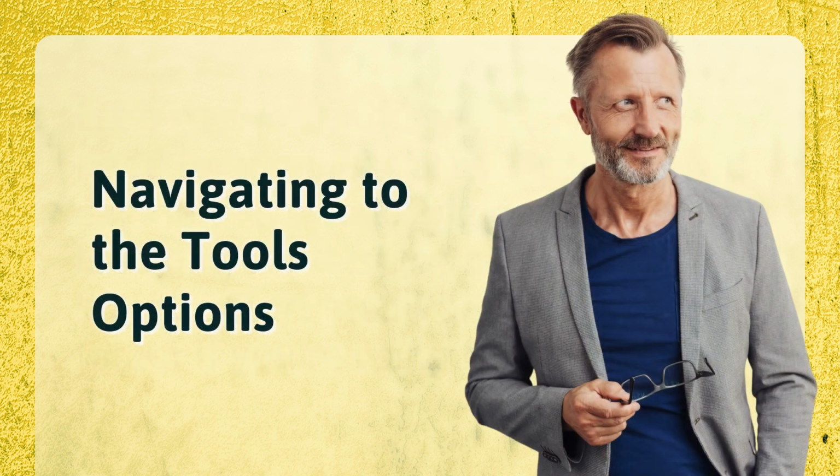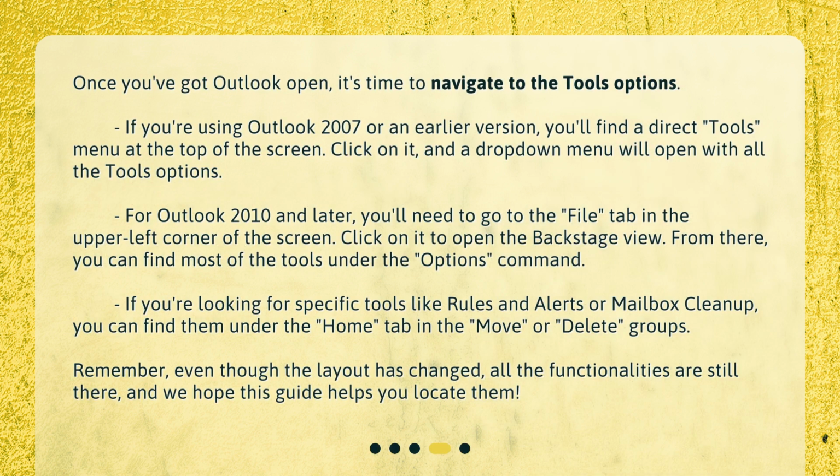Navigating to the Tools options. Once you've got Outlook open, it's time to navigate to the Tools options. If you're using Outlook 2007 or an earlier version, you'll find a direct Tools menu at the top of the screen. Click on it, and a drop-down menu will open with all the Tools options.